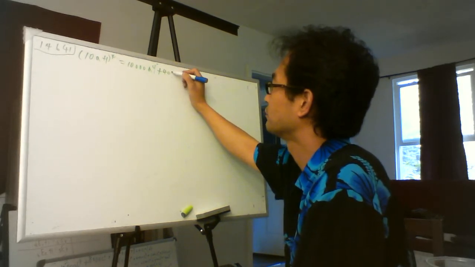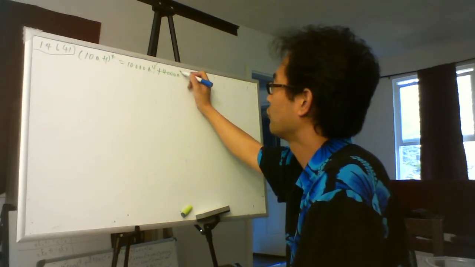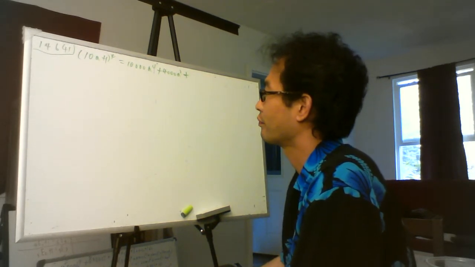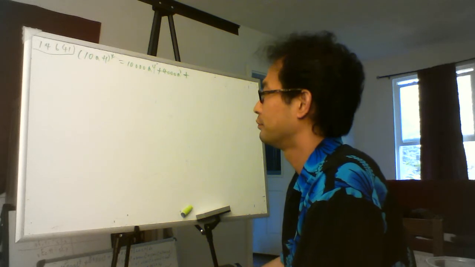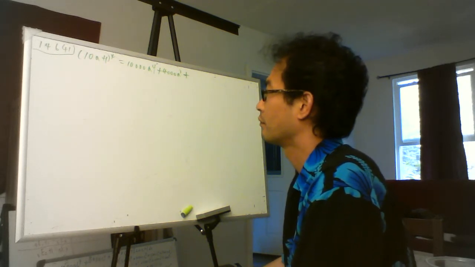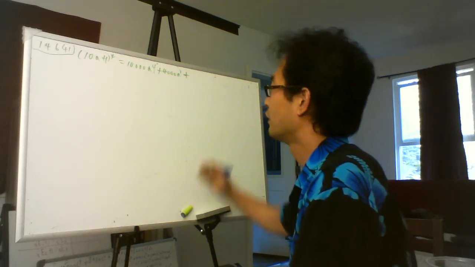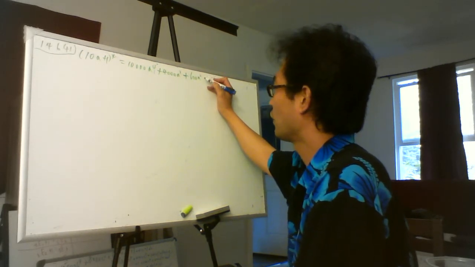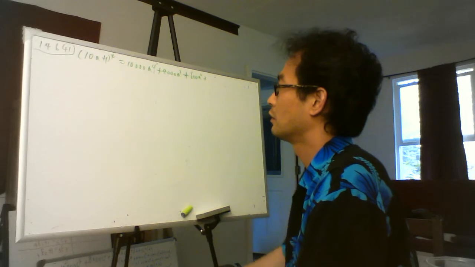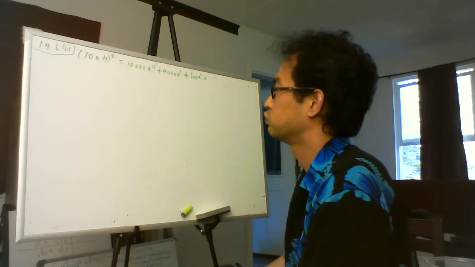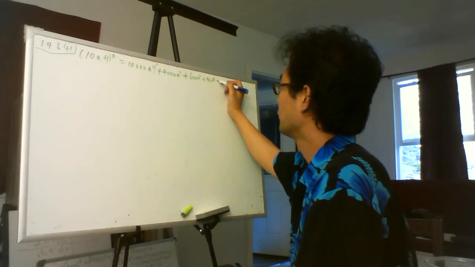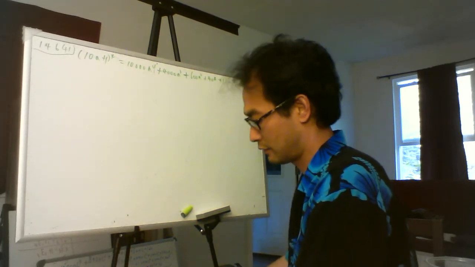4,000 a cube plus 600 a squared plus 40a plus 1. Okay, so that's that.